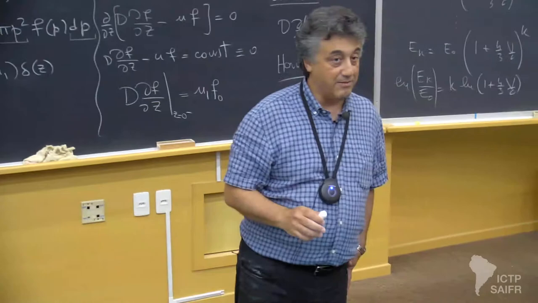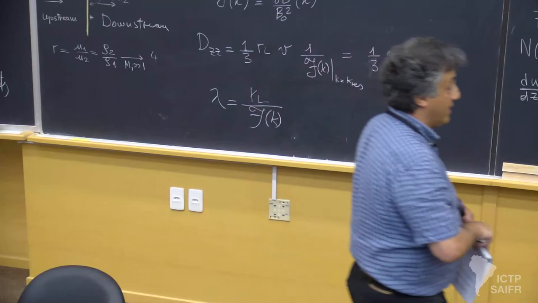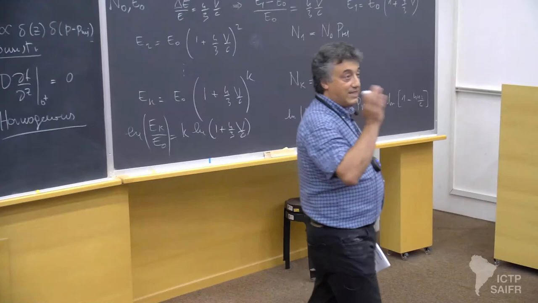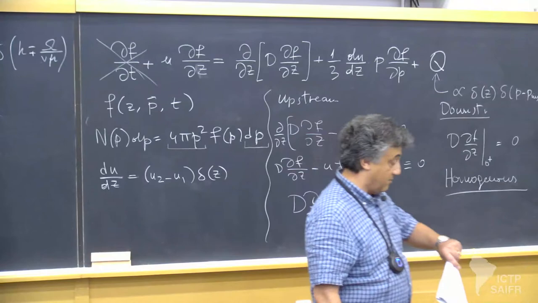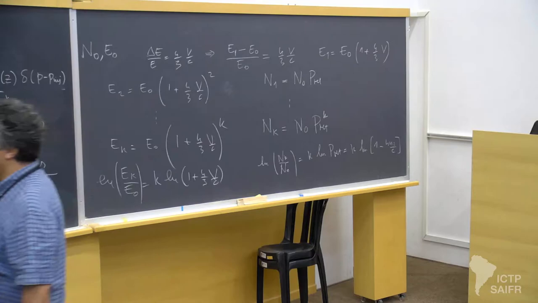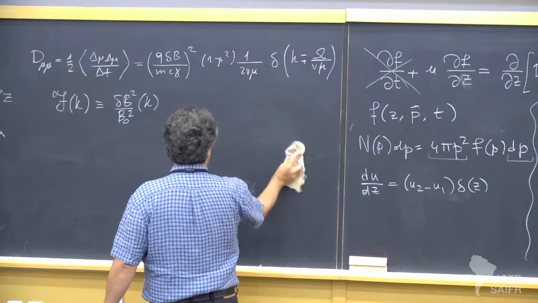Okay, we are left only with one thing. We integrated in the downstream, we integrated in the upstream, and now we integrate at the shock. So what happens if I take this equation here and integrate it between 0 minus and 0 plus? Well, what is the integral of this quantity between 0 minus and 0 plus? The u df/dz. Come on, you have 10 seconds to answer. Zero. I told you F is continuous.